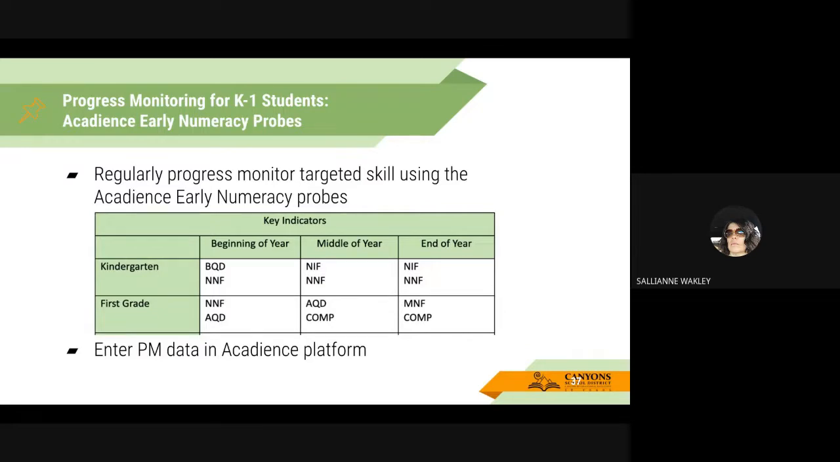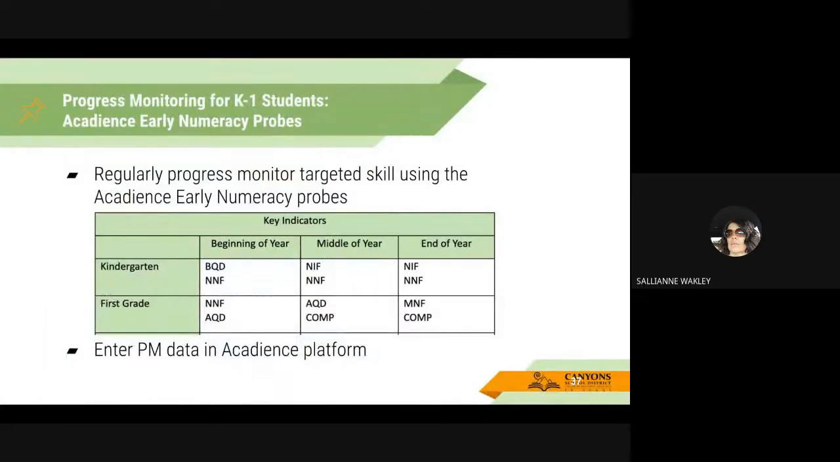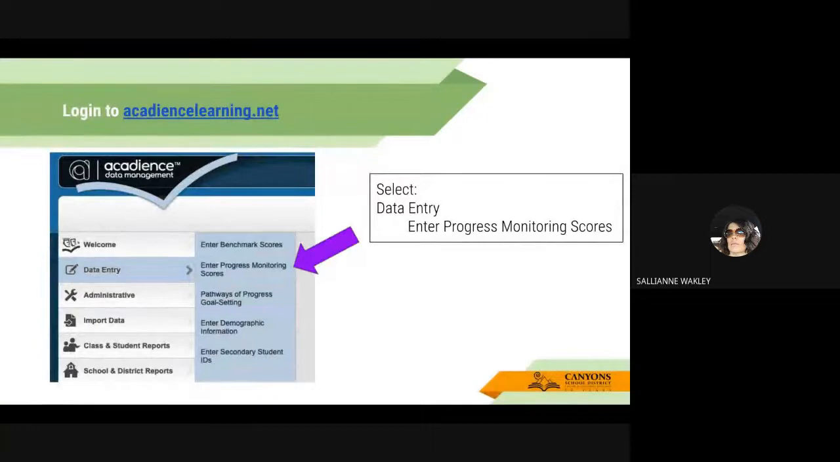If you notice here, the key indicators came from some supports we got from the state. In kindergarten, at the beginning of the year, you would be progress monitoring on BQD and NNF: beginning quantity discrimination and next number fluency. Middle of the year, you'd move to number identification, stick with next number fluency, and so on. First grade, we would start with advanced quantity discrimination and NNF and get those solid before we move to computation.